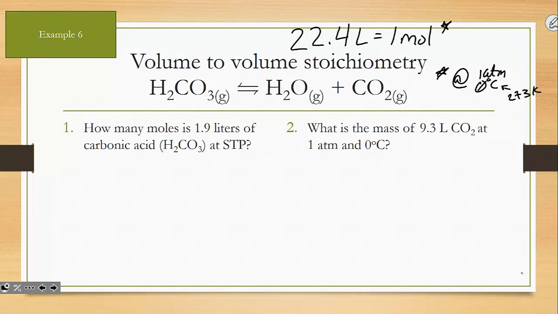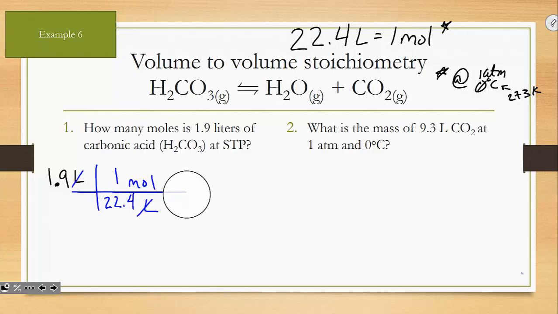So 1.9 liters of carbonic acid is how many moles? At STP, we could set up our factor label method to cancel out liters and end with moles. For every 1 mole, there are 22.4 liters. Liters will cancel out, leaving me with the moles of carbonic acid present. So we have 0.0848 moles of carbonic acid.